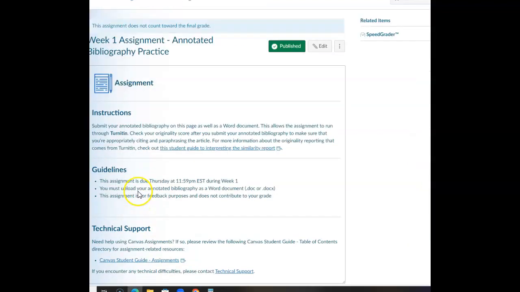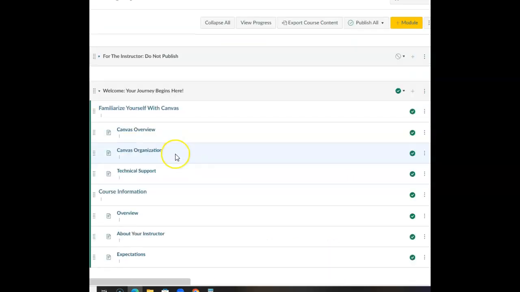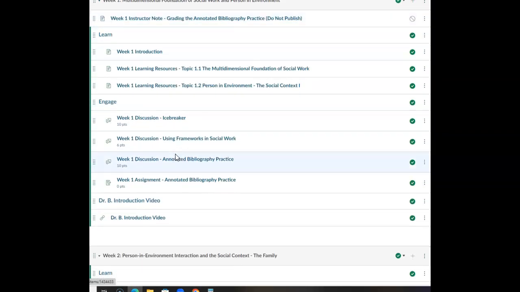It is just to help you practice doing an annotated bibliography. As you noticed for this week in week 1, there is a week 1 discussion annotated bibliography practice. What you submit for here is what you're going to submit under the week 1 assignment. As you'll see here also, I have posted my own introduction video. So please, if you're interested to know more about me, you can watch it here.